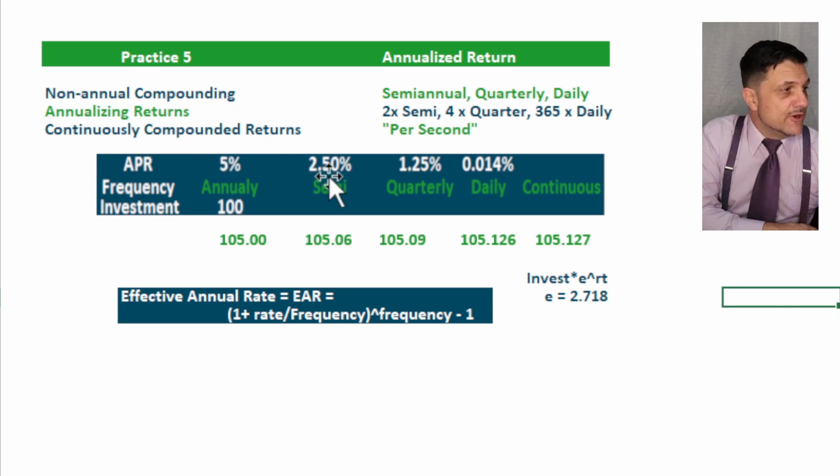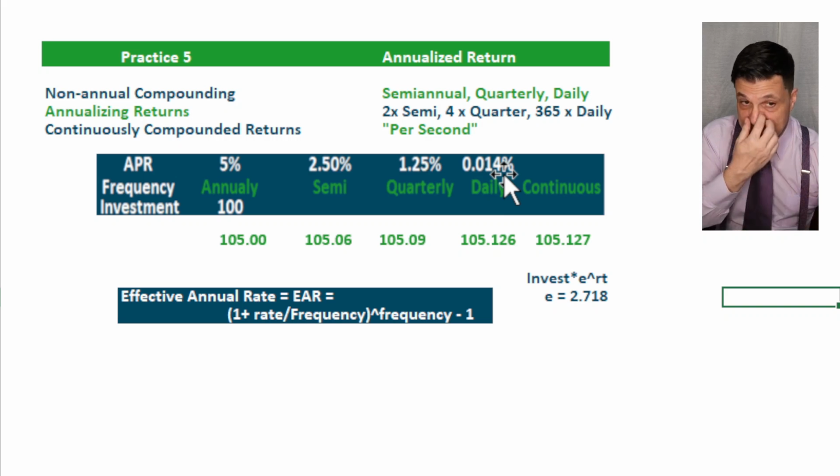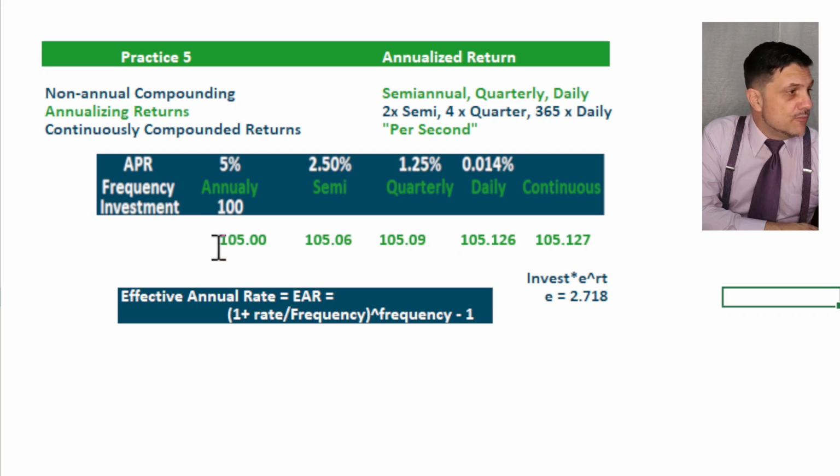Which will be 2.5% semi-annually divided by 2, or 1.25% quarterly divided by 4, 0.014% divided by 365. You can do it that way, okay? So put it in the calculator, and that's something that you really need to practice, okay?